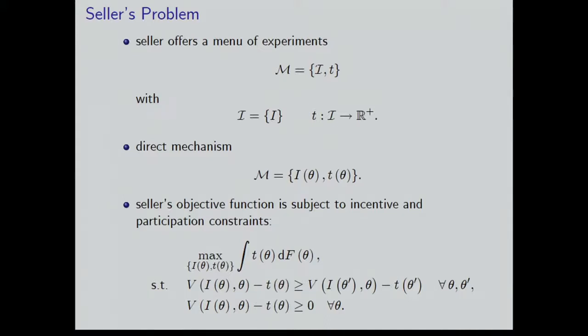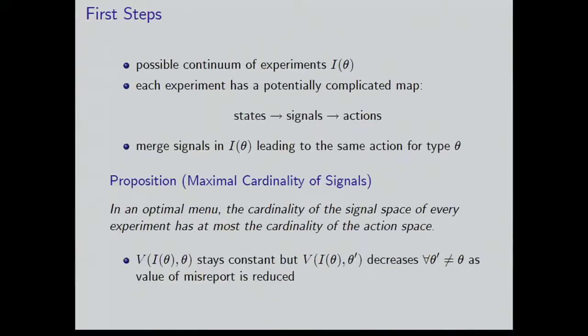And the two things I need to be worrying about is that I want to get incentive compatibility, so that when I'm type theta, I'm not trying to get an experiment that's meant for somebody else. And I also have to satisfy participation constraints so that the net value after paying for that information structure has a value larger than 0. Okay. So let's dive right in, get a few results.